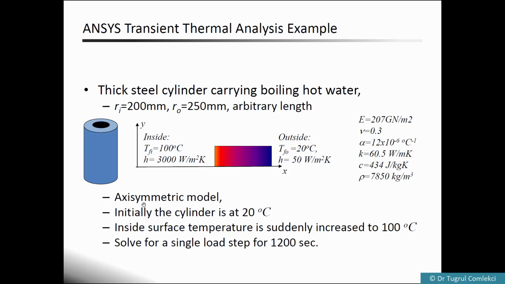We'll create an axisymmetric model. Initially we'll make the whole cylinder at 20 degrees, and we are going to apply that 100 degree internal boundary condition, let's say suddenly, through that heat transfer rate, and we'll solve for a single load step for about 1200 seconds with certain time increments. So we'll look at how to set up this problem and solve a transient thermal analysis.